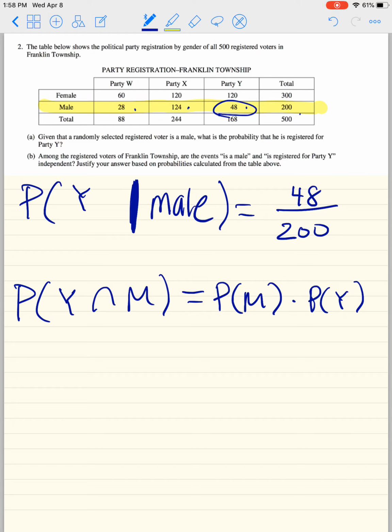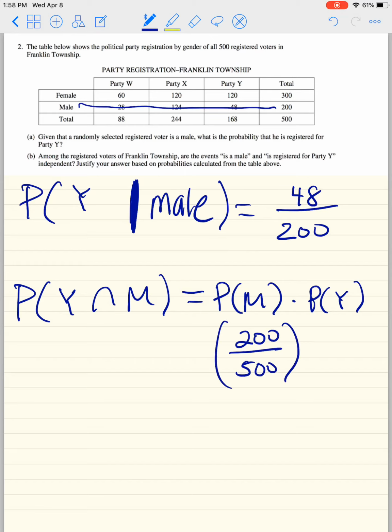So what is the probability? Let's erase this. What is the probability of choosing a male? Well, go all the way to 200 out of 500. Now remember, when we do this here, this is not a conditional probability. This is just anyone selected. What's the probability that anyone you select is from party Y? Well, this is party Y, so that's 168 out of 500.